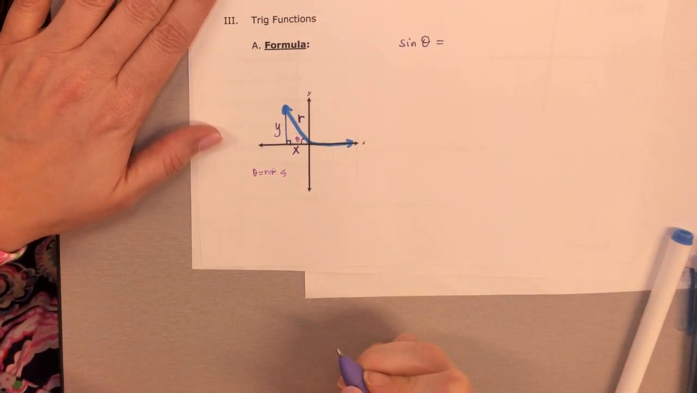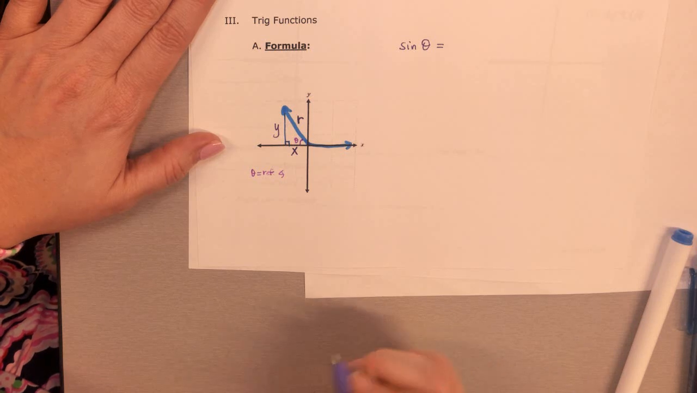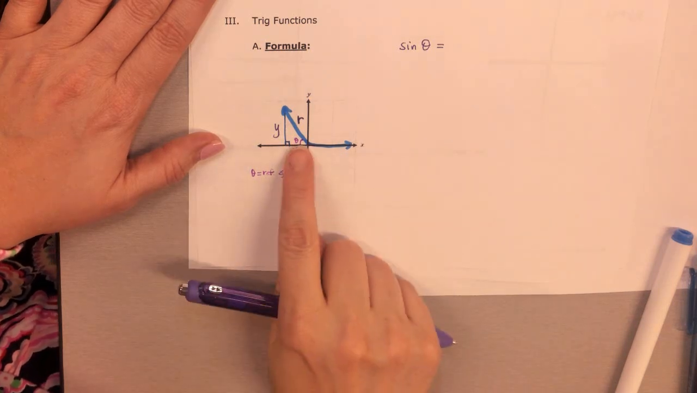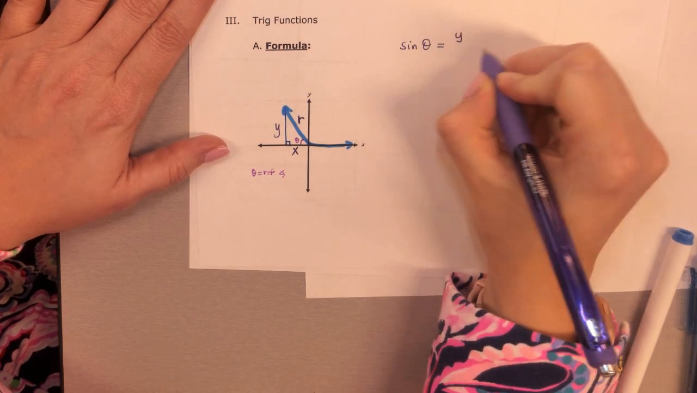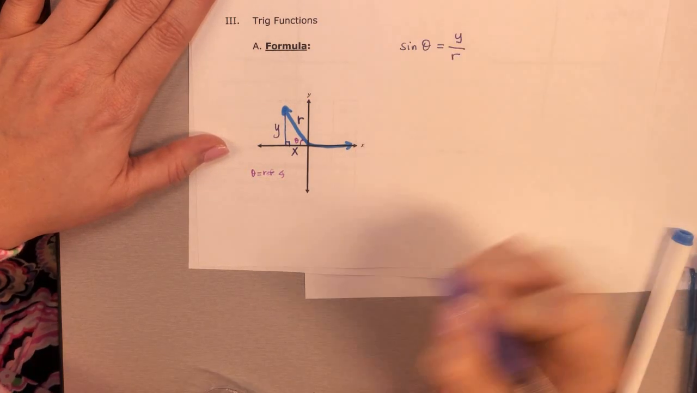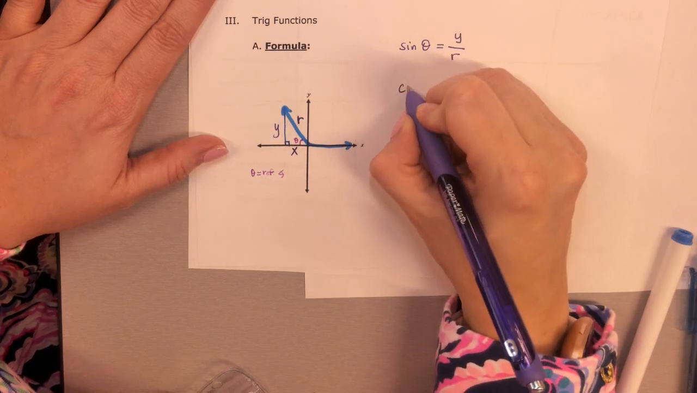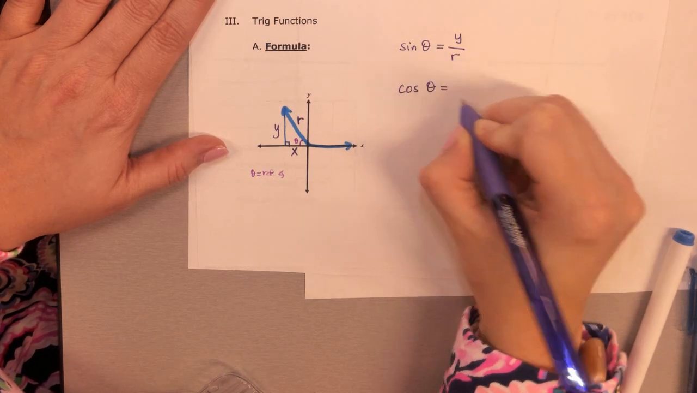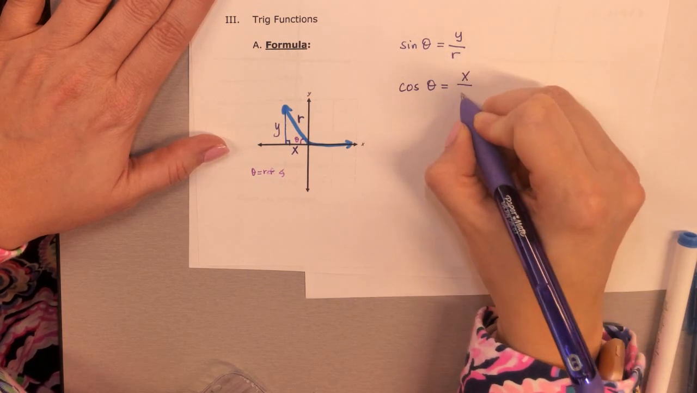So you guys just told your elbow partners, I heard you say the opposite over the hypotenuse. Okay, so Luke, what's the opposite of theta in this case? Yeah, what will be the opposite side of theta? Yes, so we're going to put y on top, and then what's our hypotenuse? R. Okay, so y over r, that's going to be our equation for sine. Okay, the cosine, what are we going to put on the top for this one? X. So that's going to be x over r.